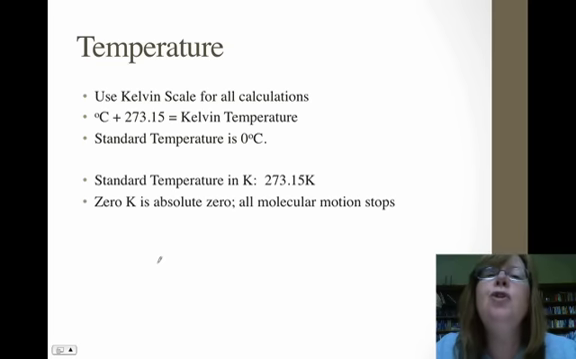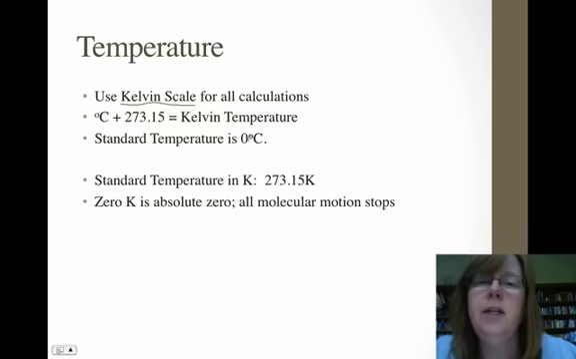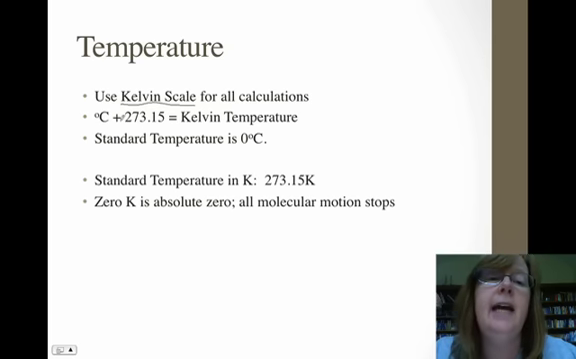Temperature. This is so important. You always use the Kelvin scale for any calculation when doing gas law problems. Always, always, always use the Kelvin temperature scale. So almost always they give you the temperature in degrees Celsius. To get it to Kelvin, you just add 273.15 to it, and you'll have the Kelvin temperature.